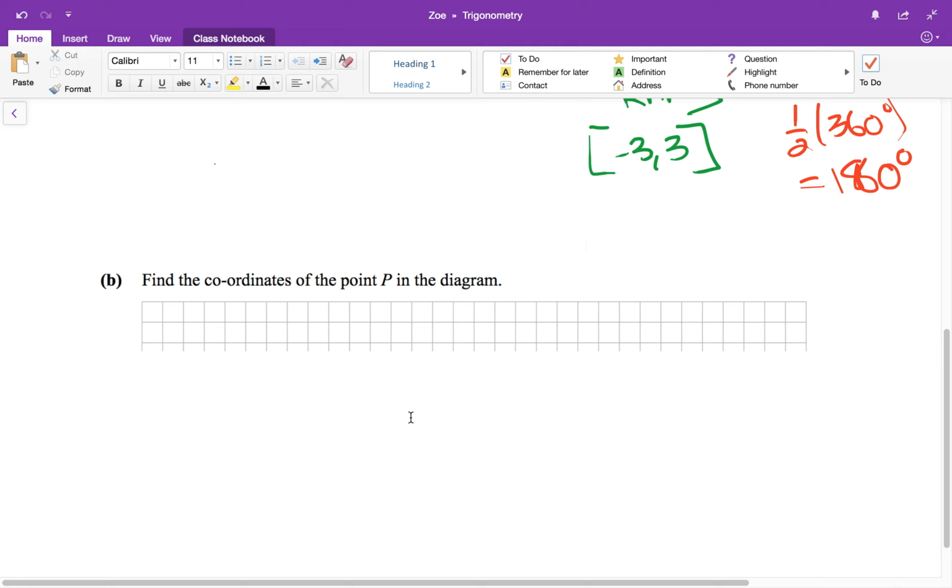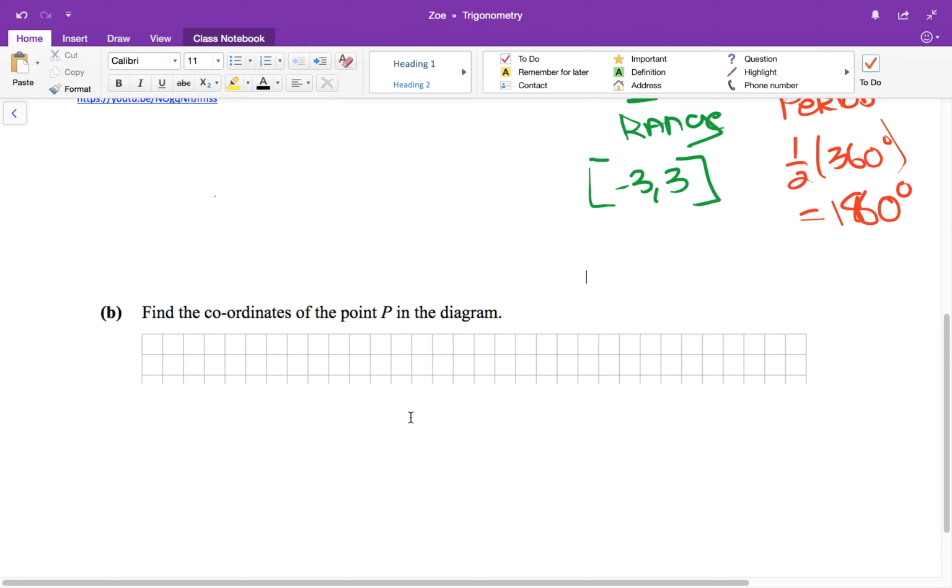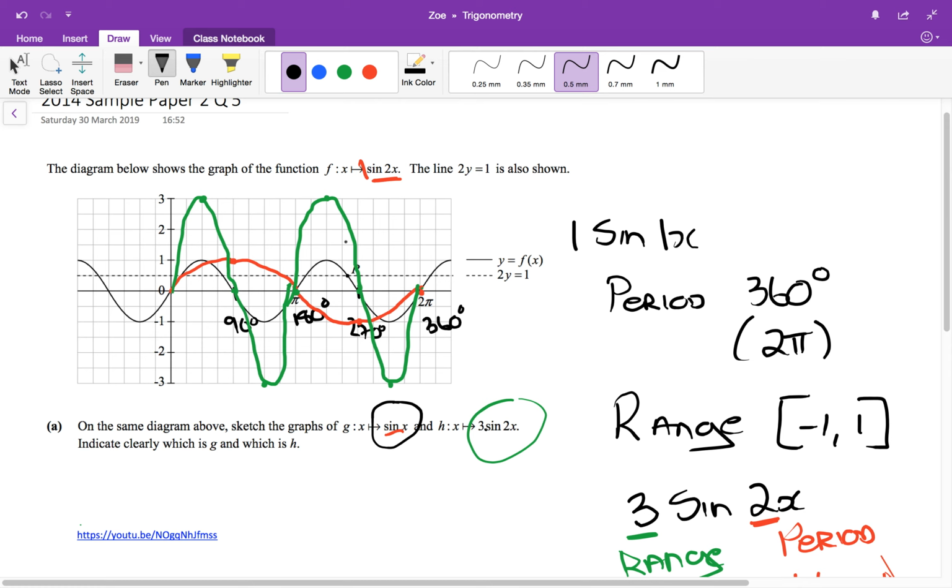So the second part then wants us to find the coordinates of the point P in the diagram. So I'll scroll back up here for a second. The P is in here. It's kind of half hidden. I might just get rid of that. Don't really need it anymore. Okay, so the P is there.